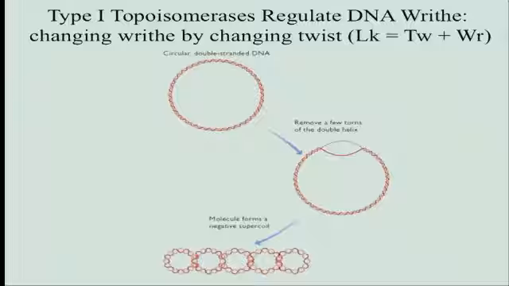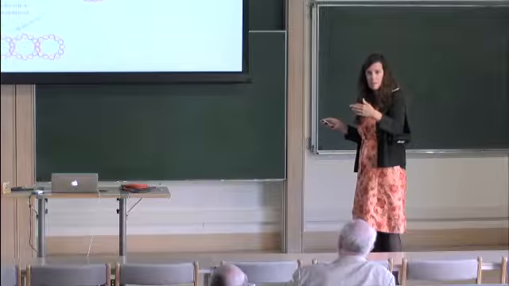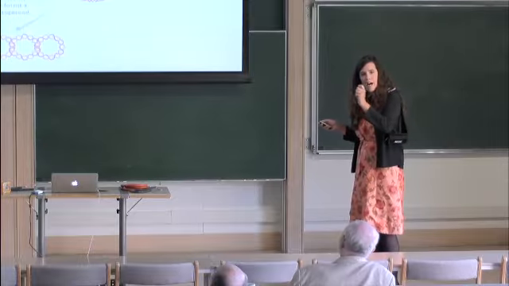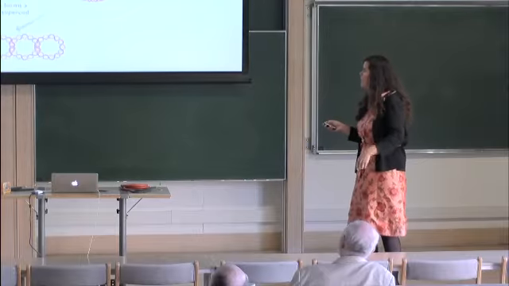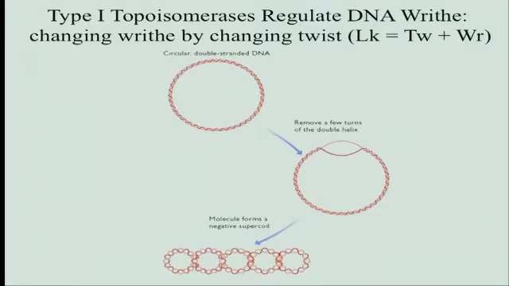So here we have a circular double-stranded DNA. We remove a few turns of the double helix, as I just showed in the preceding slide, by cutting, passing through, and resealing. This is one backbone through the other. So these aren't double-stranded breaks. These are single-stranded breaks. So we reduce the twist, and that in turn compensates by adding or reducing the amount of writhe in the molecule.